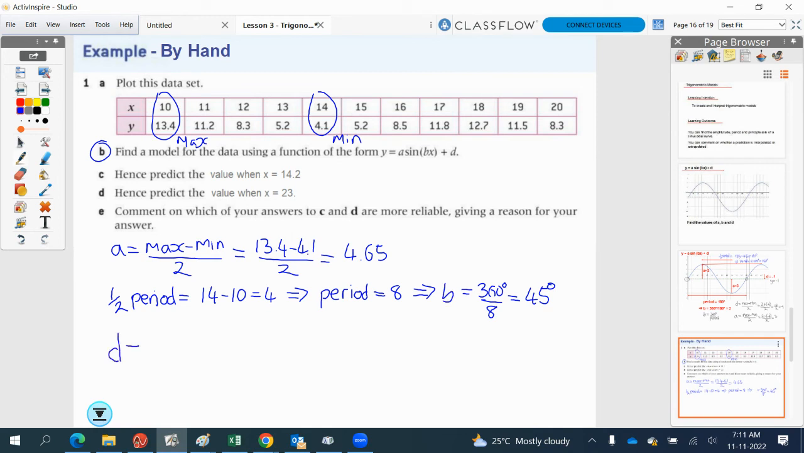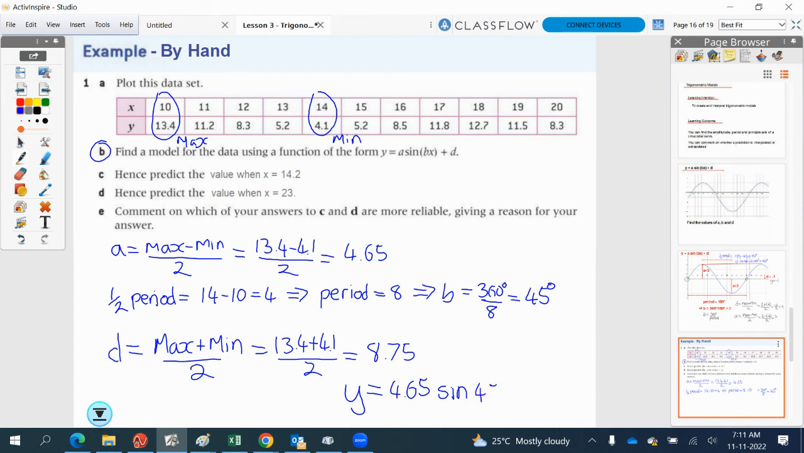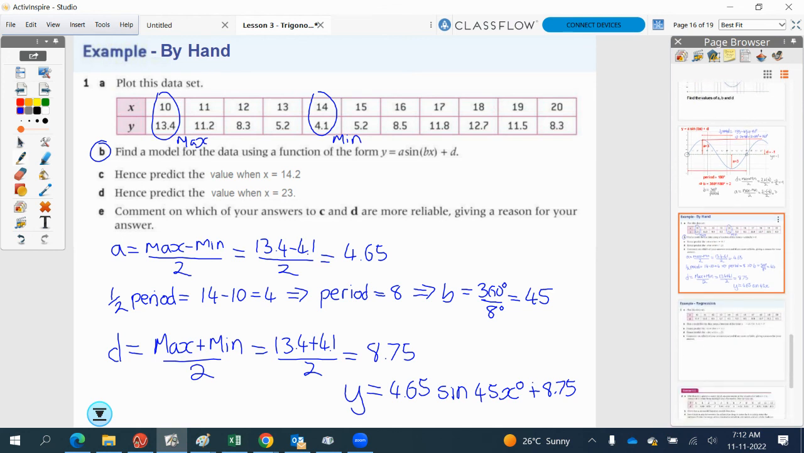Okay, lastly, d. For d, we can have the maximum plus the minimum divided by 2, which is 13.4 plus 4.1 divided by 2. And that's going to give me 8.75. So now we have our model. y is equal to 4.65 sine 45x plus 8.75, where we have to assume x is in degrees. And this is our model. We can compare this to the one that we get from regression, which we'll do next.